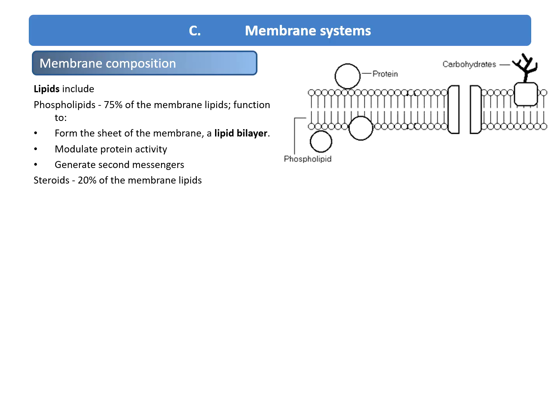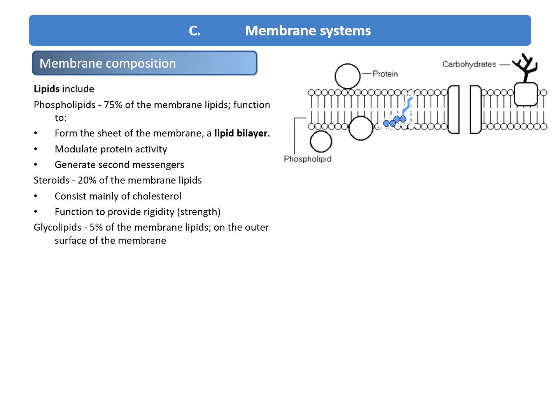Steroids make up about 20% of the membrane lipids. They are found within the membrane, and they serve mainly to provide strength to the membrane. They consist mainly of cholesterol. Another type of lipid is the glycolipids. Roughly 5% of the membrane lipids are glycolipids. They tend to form an outer surface of the membrane.